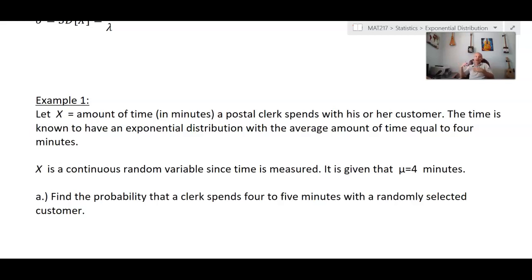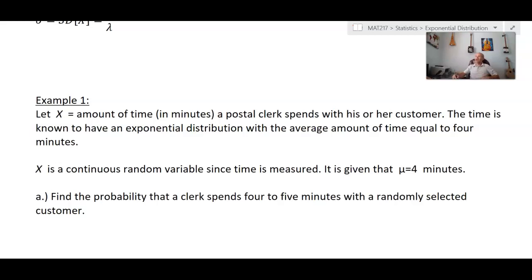be long. Maybe you go to the post office and you find out that your package didn't arrive and you need to kind of track down where it is. Maybe the postal clerk spends a little bit more time with you. The time is known to have an exponential distribution with the average amount of time equal to 4 minutes.